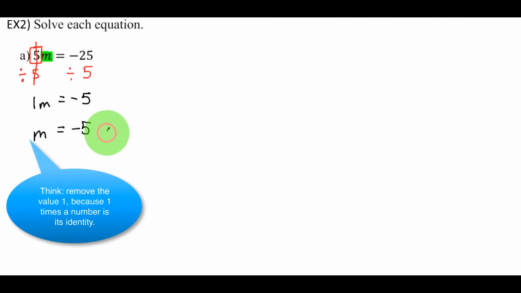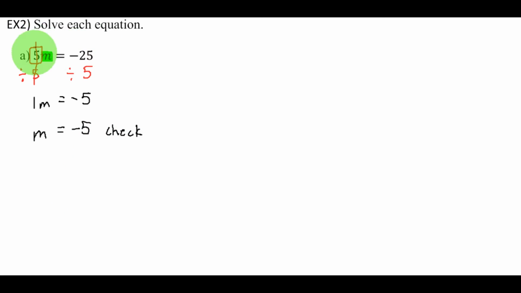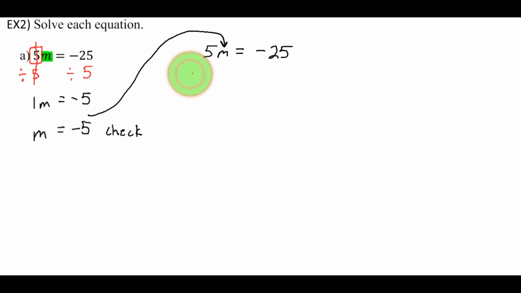And now all I have to do is check my work. So let's rewrite this original equation over here. We have 5m equal to negative 25. And now I'm just going to substitute negative 5 in for that variable m. So now I have 5, and I'm going to put parentheses around it, times negative 5. We're going to see if it's equal to negative 25.